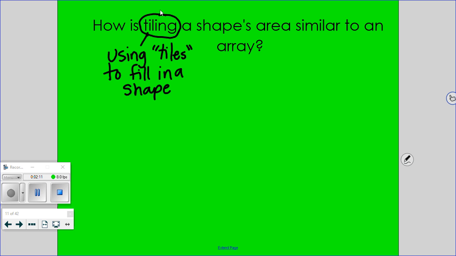Alright, well let's review that word array. Think way back. What is an array? This should be easy peasy review. What is an array? If you don't know what an array is, please look back in your notebook because that's going to be very important.